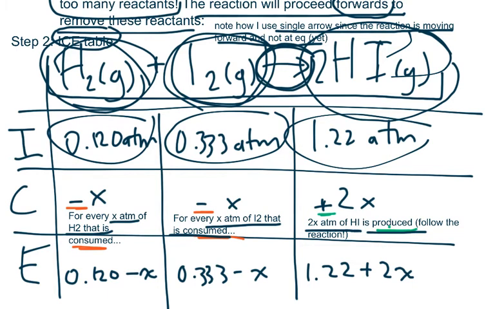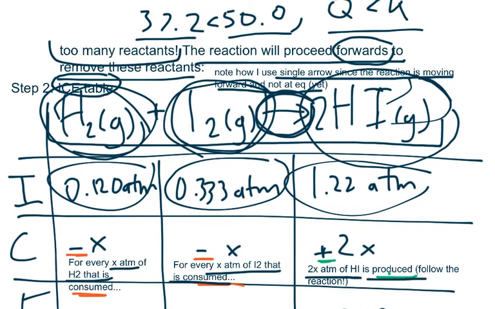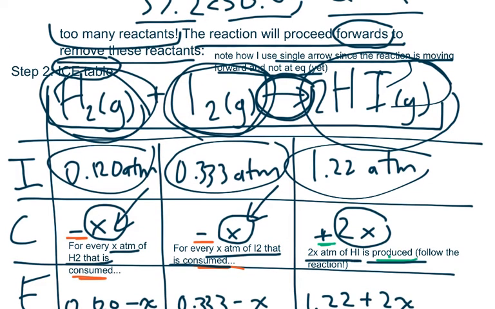And remember, we can read reactions in terms of not only moles, but also atmospheres or even molarity. Now let's take a look at why I used x. Well, I don't know how many atmospheres of H2 or I2 are going to be lost, so I put x there because that's a variable I want to know. So what about this negative sign?